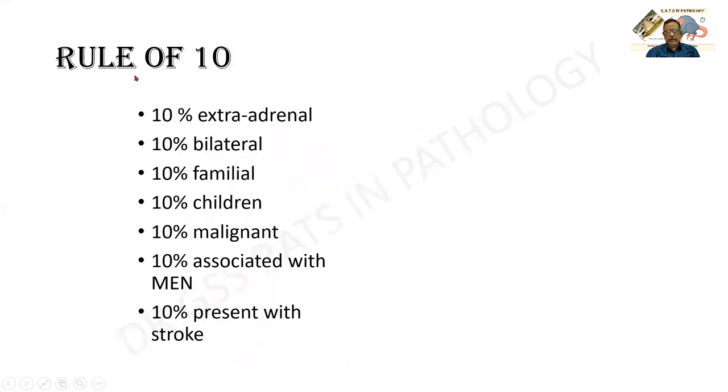Rule of 10, a golden rule that has stood the test of time. 10% of the tumors are extra adrenal, 10% bilateral, 10% familial, 10% occur in children, 10% are malignant, 10% are associated with multiple endocrine neoplasia, and 10% of the patients clinically present with stroke. Rule of 10, please learn by heart, it will definitely pay you dividend.